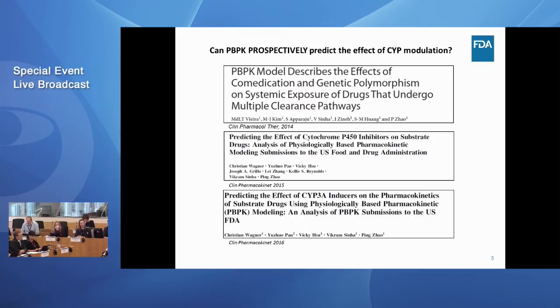So in order to evaluate whether predictive performance has been demonstrated, especially for predicting the effect of enzyme modulation, the question can really be focused on: can PBPK prospectively predict the effect of CYP modulation? Through the past several years, we have published several regulatory research reports focusing on this type of data. The first one was published in 2014, which looked at the use of PBPK to predict the effect of co-medication and/or genetic polymorphism on drugs that undergo multiple clearance pathways. In this case, it would be 3A and 2D6.